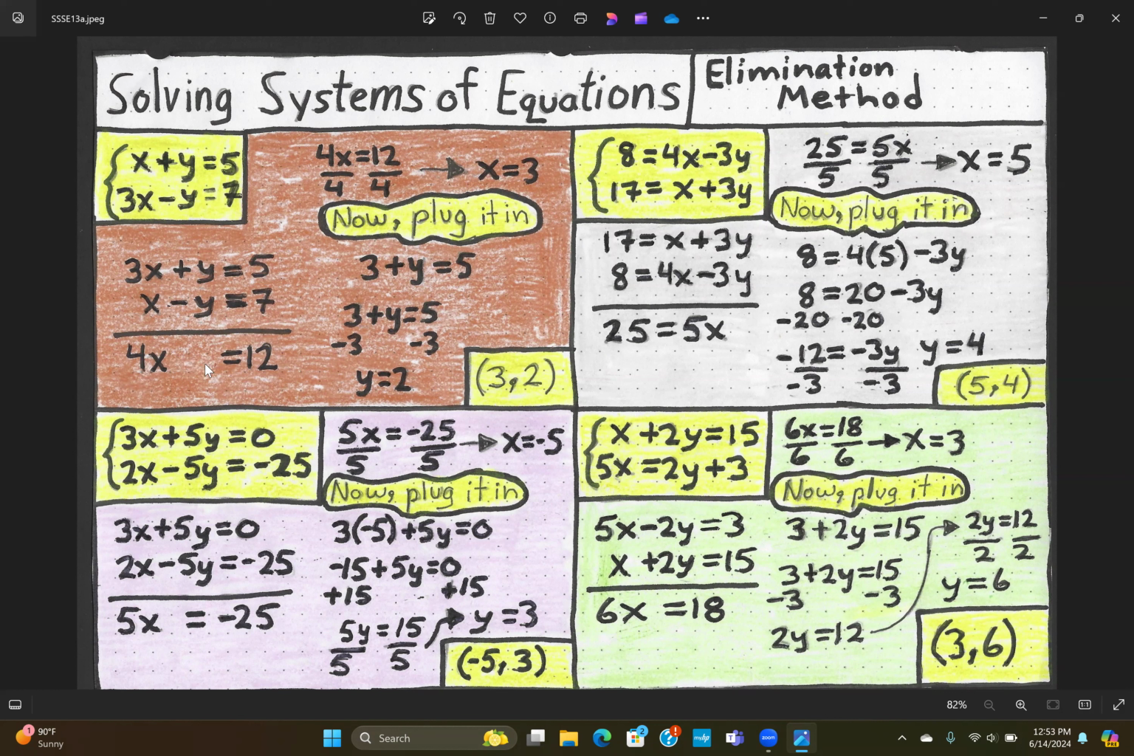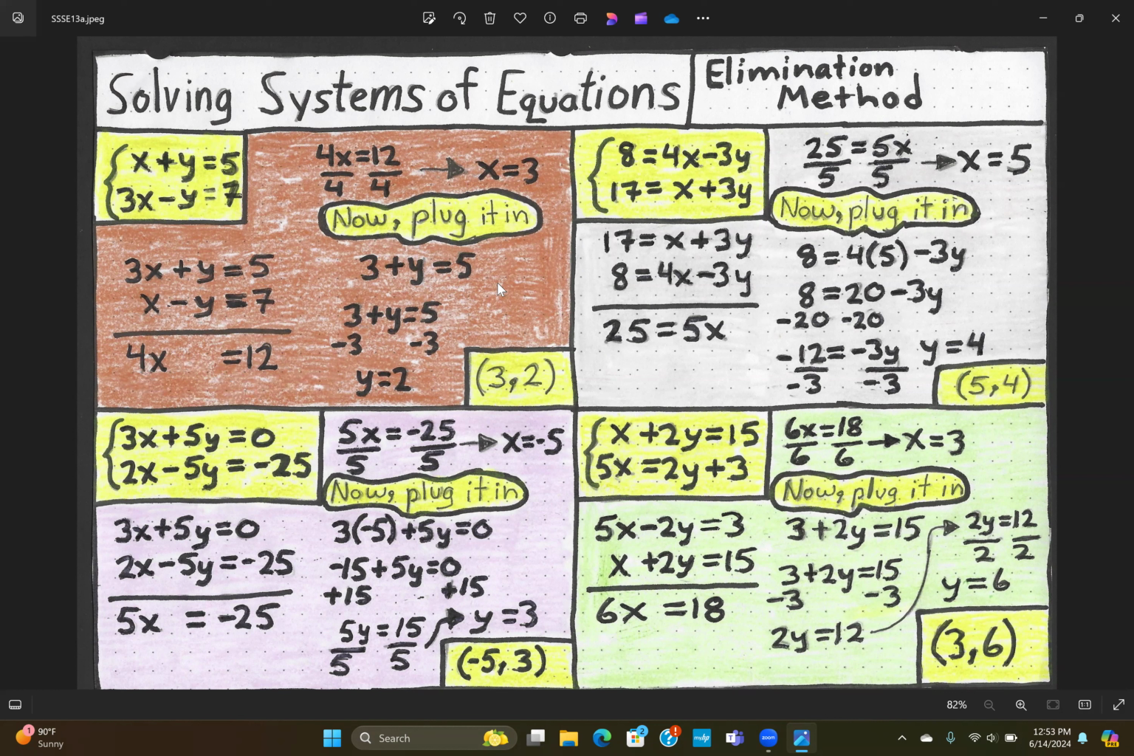And this is good news because we already eliminated the variable y. All we have to do is worry about finding the value of x. And there begs a question. What number times 4 will give me 12? Yes, you got it. That answer is 3.